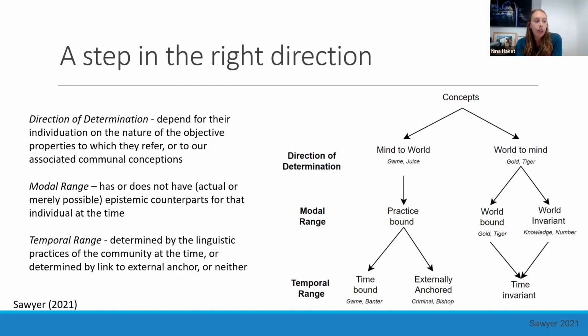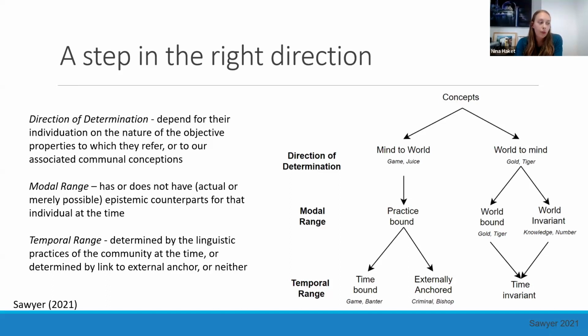The next layer that she presents is called modal range. And while all mind to world concepts fall under the practice bound category that she names, because they are bound to our practices, our minds, on the world to mind side, we have world bound or world invariant concepts. World bound have the possibility of epistemic counterparts, whereas world invariant concepts do not. It's where an epistemic counterpart is something that exists in another possible world corresponding to something in our actual world. So something like a Putnam Twin Earth style experiment. These world bound concepts are susceptible to this, whereas world invariant ones are not.